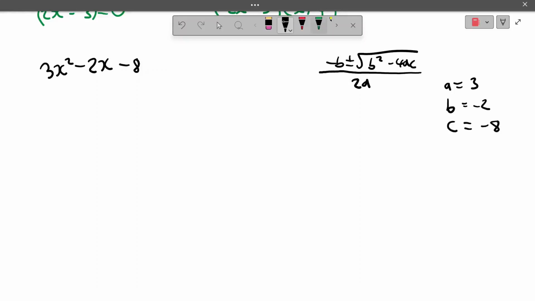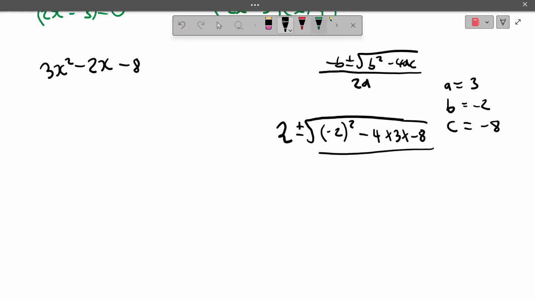So what we end up typing in is minus minus 2, which is a positive 2, plus and minus the square root of minus 2, and I'm going to put this in brackets, squared. You have to be very careful here, because if you just put minus 2 without the brackets, it would actually calculate it wrong, because it does 2 squared then minus it. So it follows BIDMAS correctly. So you have to put that in brackets. Minus 4 times 3 times minus 8, all over 2 times 3. So let's type that in a calculator and let's see what we get.